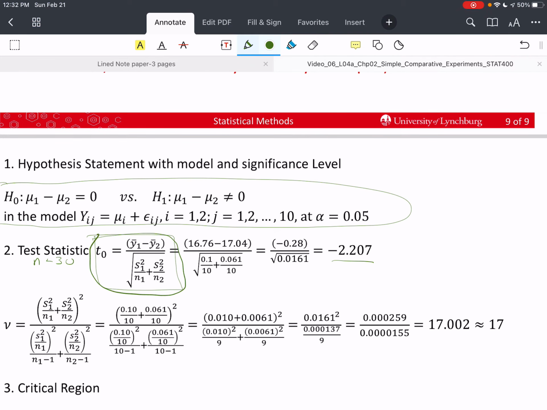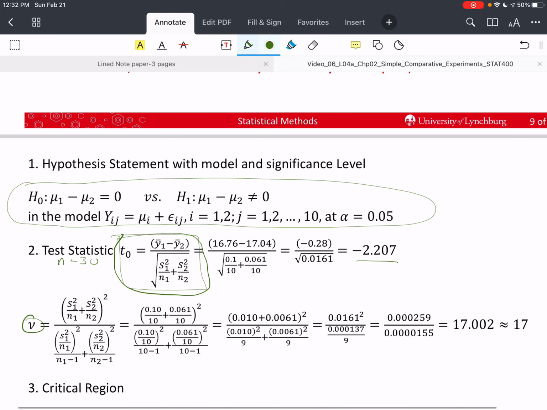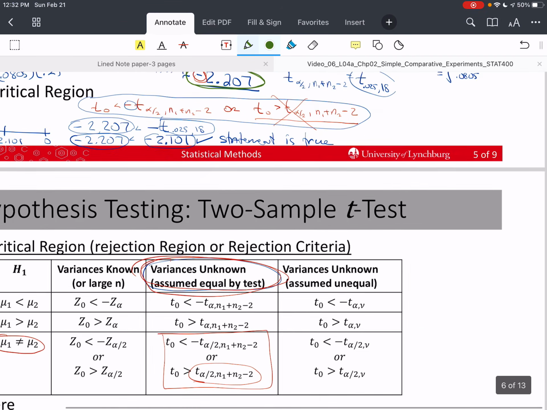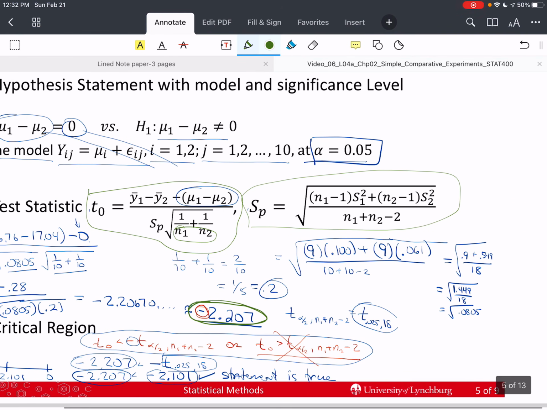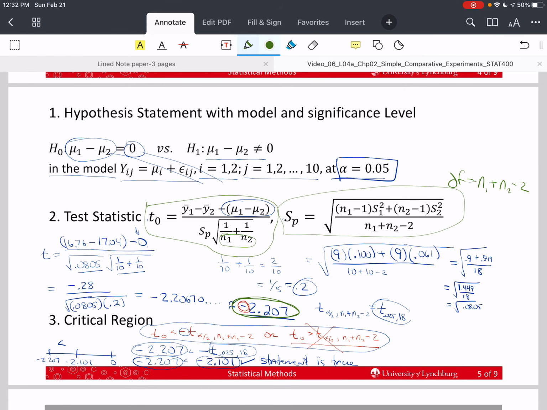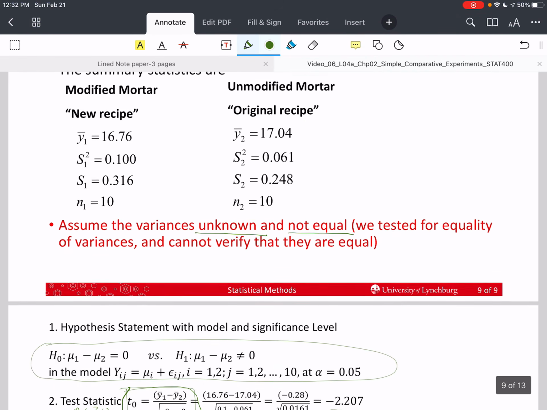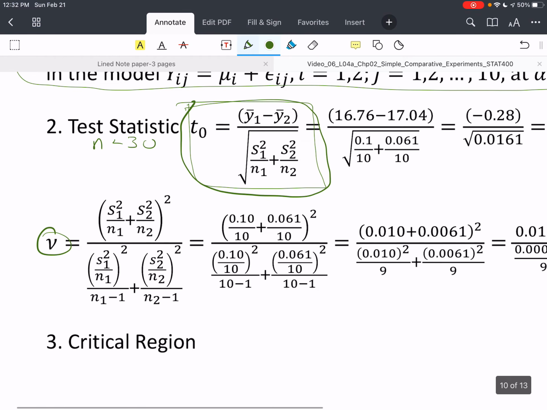What is different is the degrees of freedom. The degrees of freedom here has to be calculated with this formula, which is just lovely. But up here, the degrees of freedom were N1 plus N2 minus 2. Okay? Much easier to calculate. We have the same test statistic, negative 2.207, but we have a different degrees of freedom. So again, please pause the video, plug in and work out this. It's very important you know how to do this so that you can actually do it for yourself.